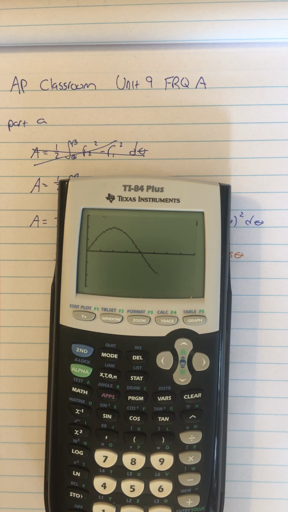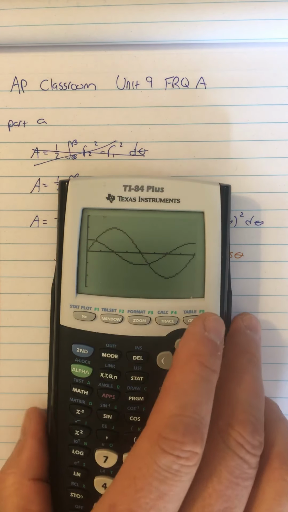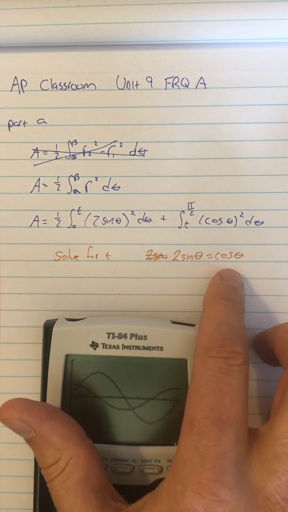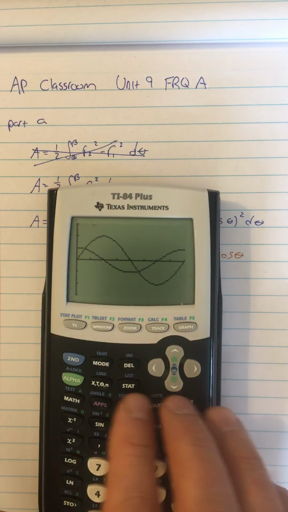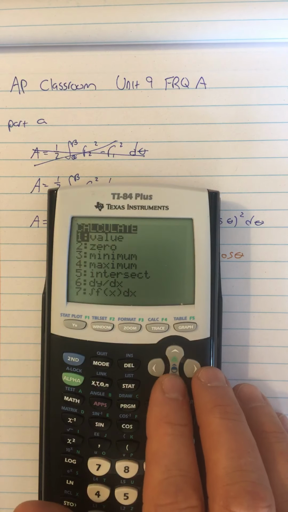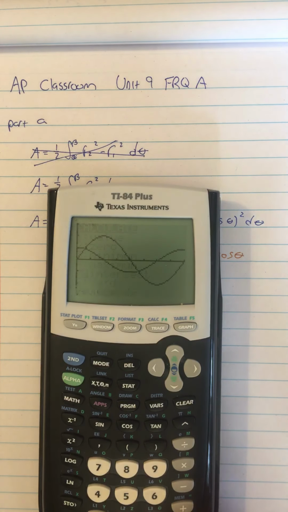There's the first function, there's the second function. Oh, by the way, the other way you could do this is create a function that is 2 sine theta minus cosine theta and find the x-intercept. I chose to graph the two functions and we'll find the intersection. So we're going to go second calc, intersect.